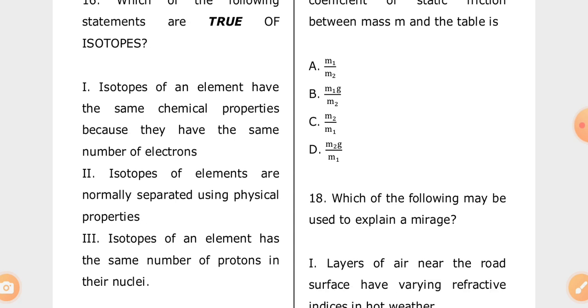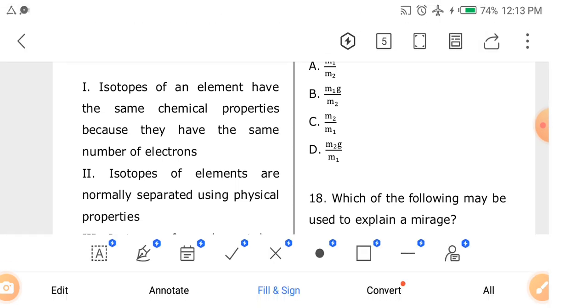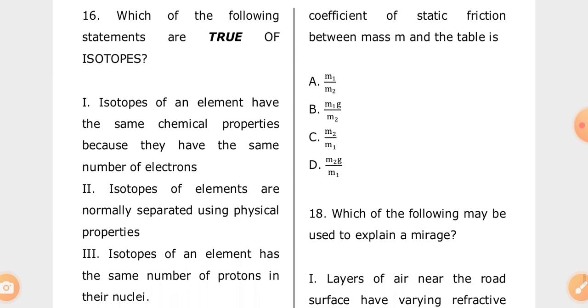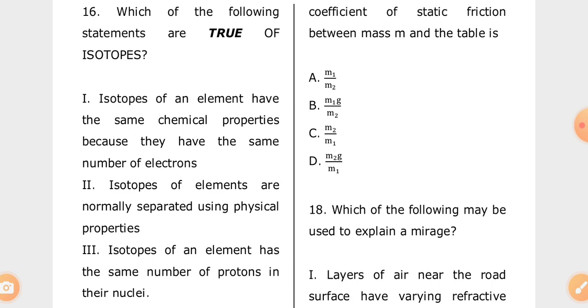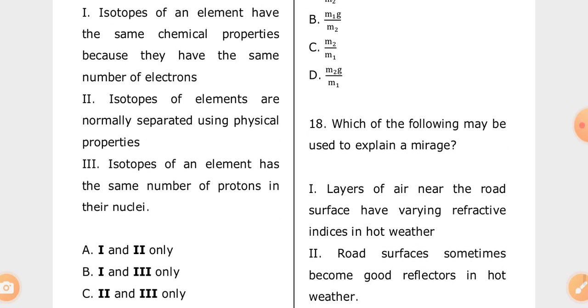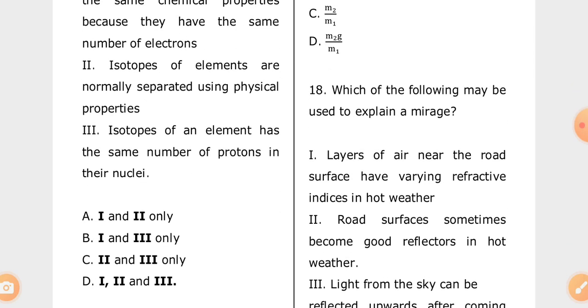A, isotopes of an element have the same chemical properties because they have the same number of electrons. Pay attention. Let's not rush. B, isotopes of elements are normally separated using physical properties. C, that is III, isotopes of an element have the same number of protons in the nuclei.